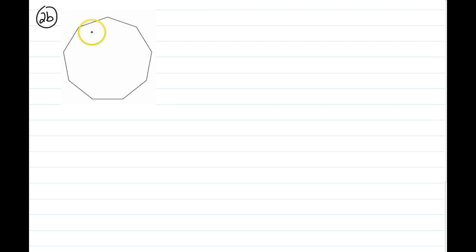Alright, you're going to do 2b on your own. I want to know what each angle is. So to find the measure of one angle of this, just like we did in the last problem, start with step 1. How many sides? So we have 1, 2, 3, 4, 5, 6, 7, 8, 9. We have 9 sides. What's a 9-sided figure called? A nonagon.